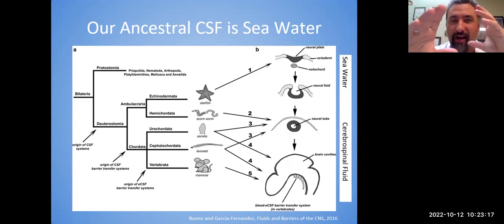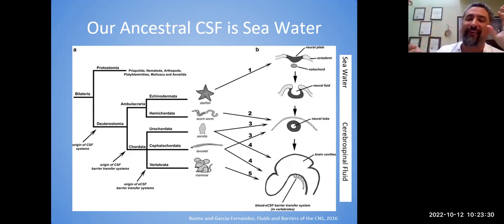The cells that are contacting the inside of the body plan of the sea worm, the seawater that the worms are swallowing, are evolutionarily related to the same cells that the starfish is making contact with the seawater. And evolutionarily, these cells that are making contact with the seawater are the same cells that are actually making contact with the cerebrospinal fluid in us today.